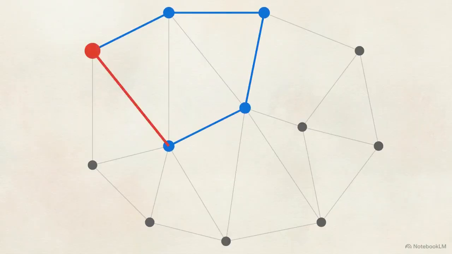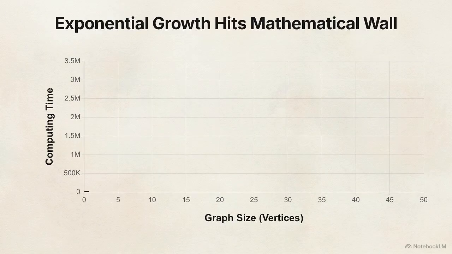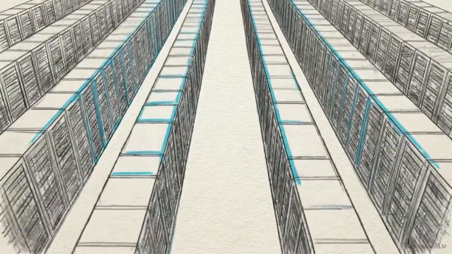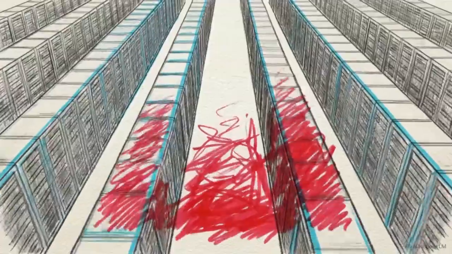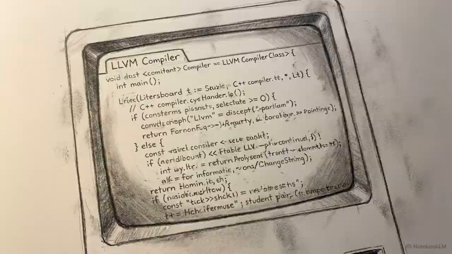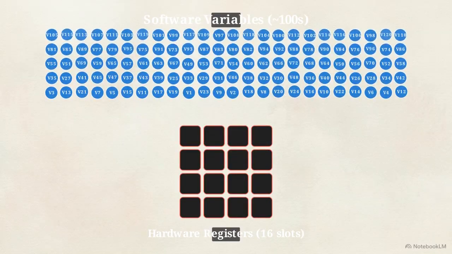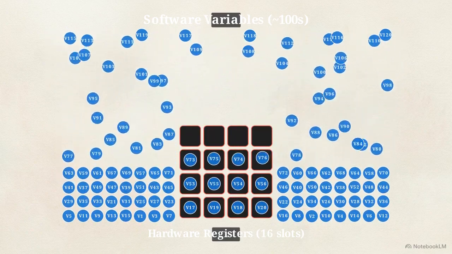To find an exact solution, an algorithm must systematically guess and check. As the graph grows, the required computing time scales exponentially. Shifting the target constraint from traversing edges to traversing vertices takes a problem from being instantly solvable to practically impossible to compute perfectly at scale. This exact boundary between polynomial time and NP-hard computation occurs inside modern compilers like LLVM. Their primary challenge is assigning hundreds of software variables to a strictly limited pool of 16 to 32 hardware registers.